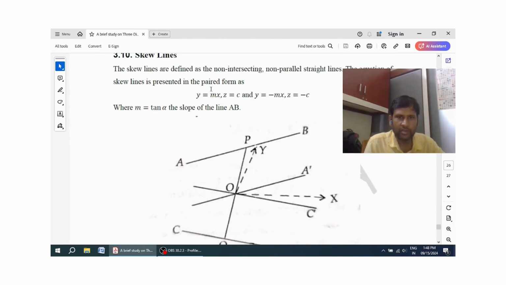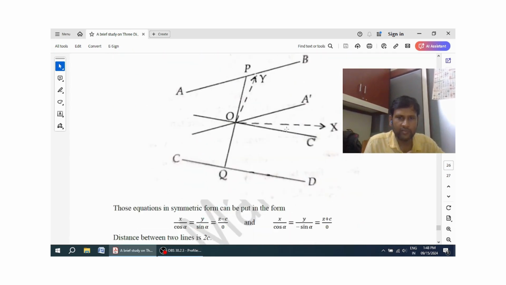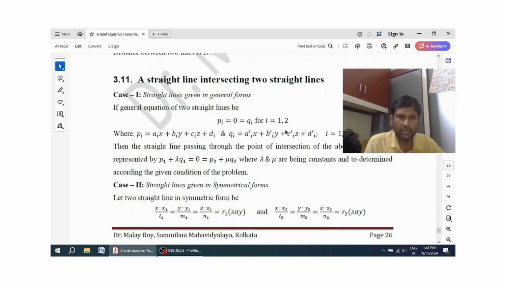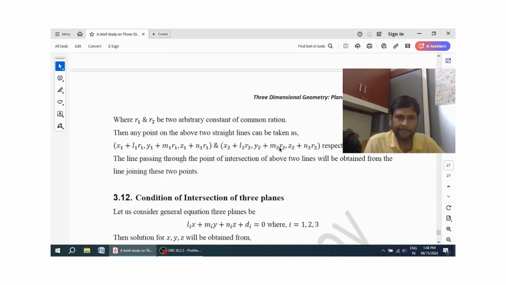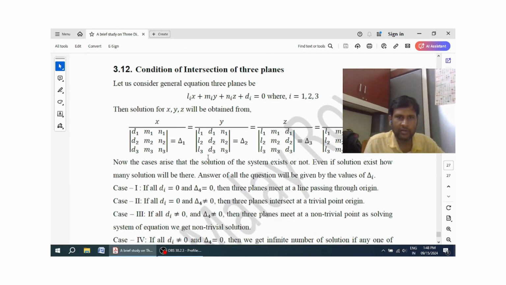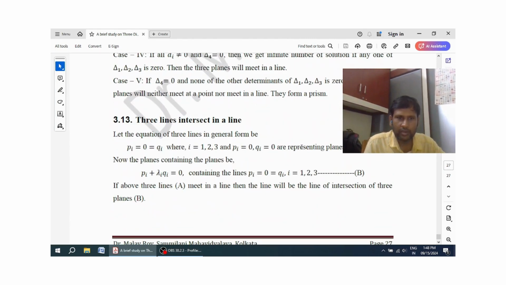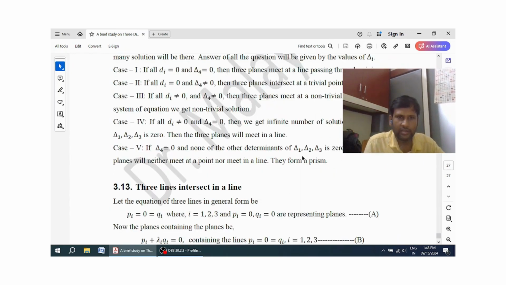Skew lines: the equation of two skew lines can be taken in this form. A straight line intersecting two straight lines, then this condition holds. Three straight lines in a line, then these conditions will hold, and these are all about the straight lines.